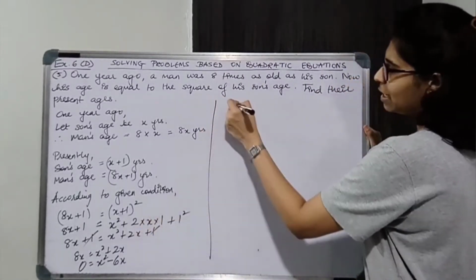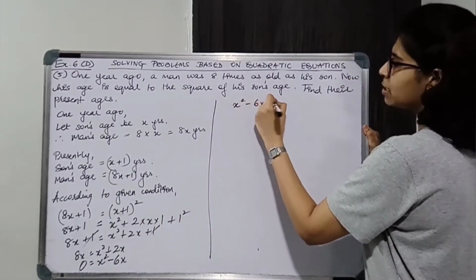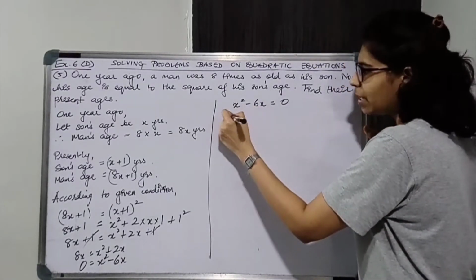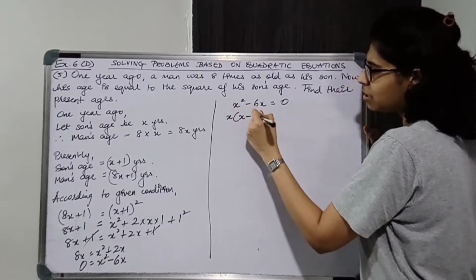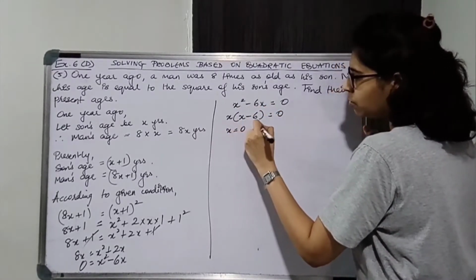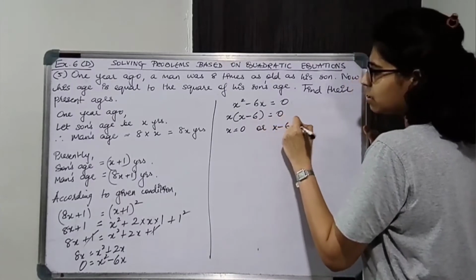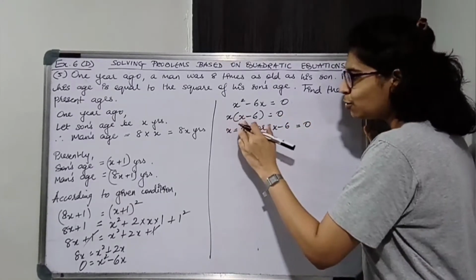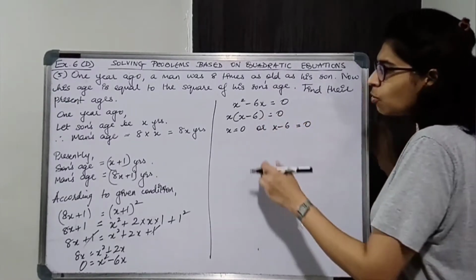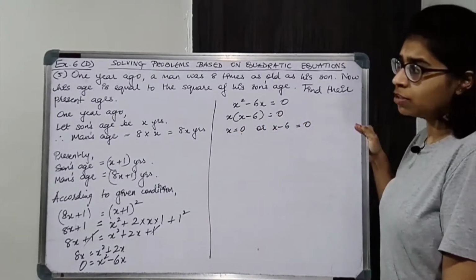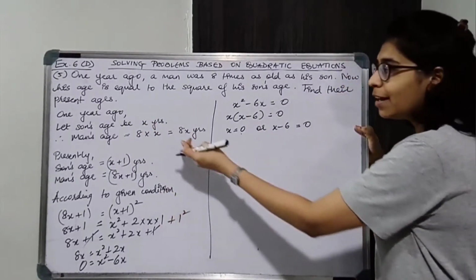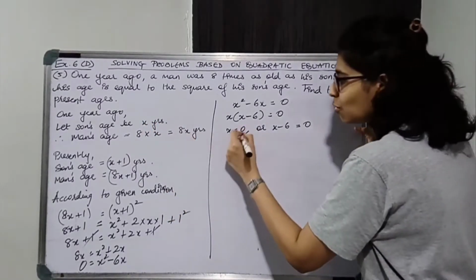Switch the sides. x square minus 6x is equal to 0. Over here we can take x common, so x into (x minus 6) is equal to 0. So x is equal to 0 or x minus 6 is equal to 0. Either of the two has to be 0 for the answer to become 0. So can x be 0? If x becomes 0, man's age will also become 0, 8 into 0. So this is not possible.